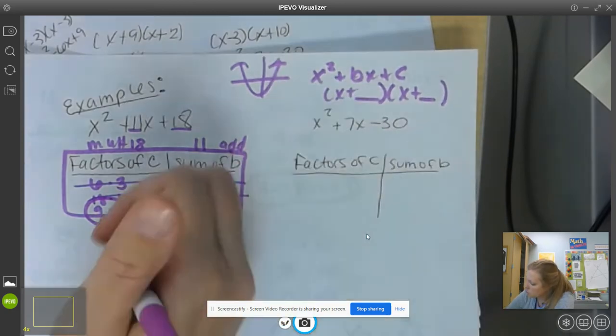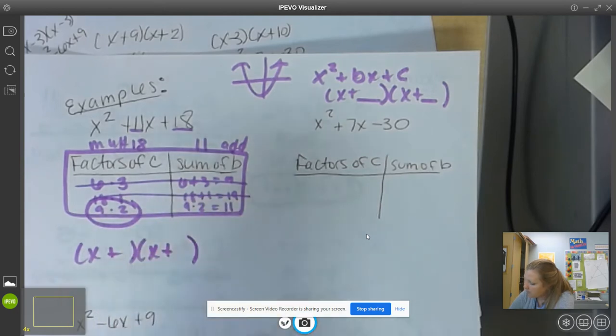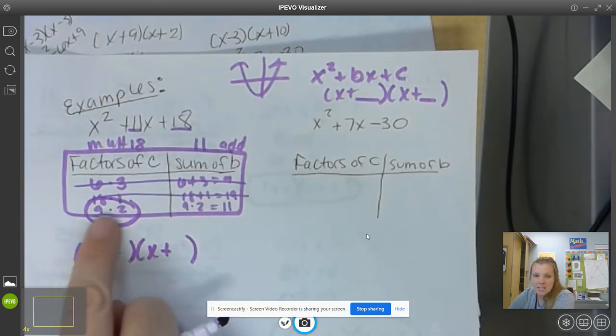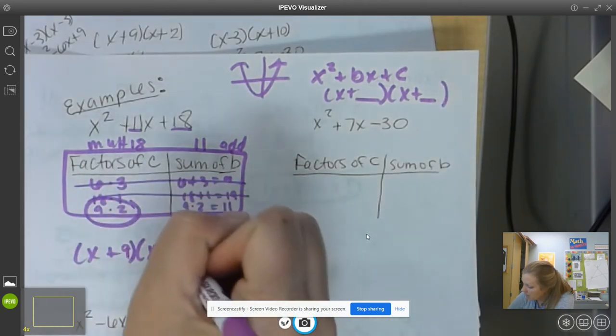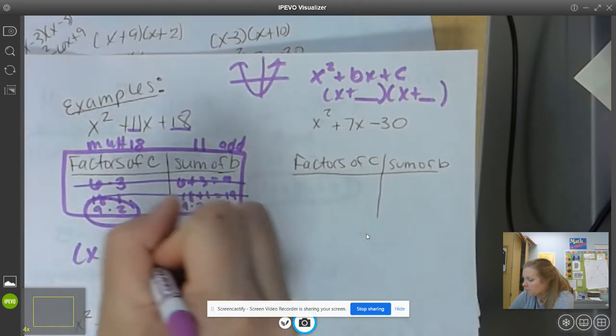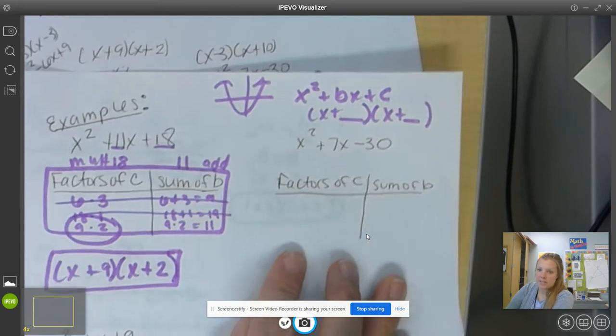And so what I'm going to do is I'm going to take my general formula, and these numbers go in the parentheses with the x's. So it's going to be x plus 9 and x plus 2. And this is my factored form. Let's do one more example.